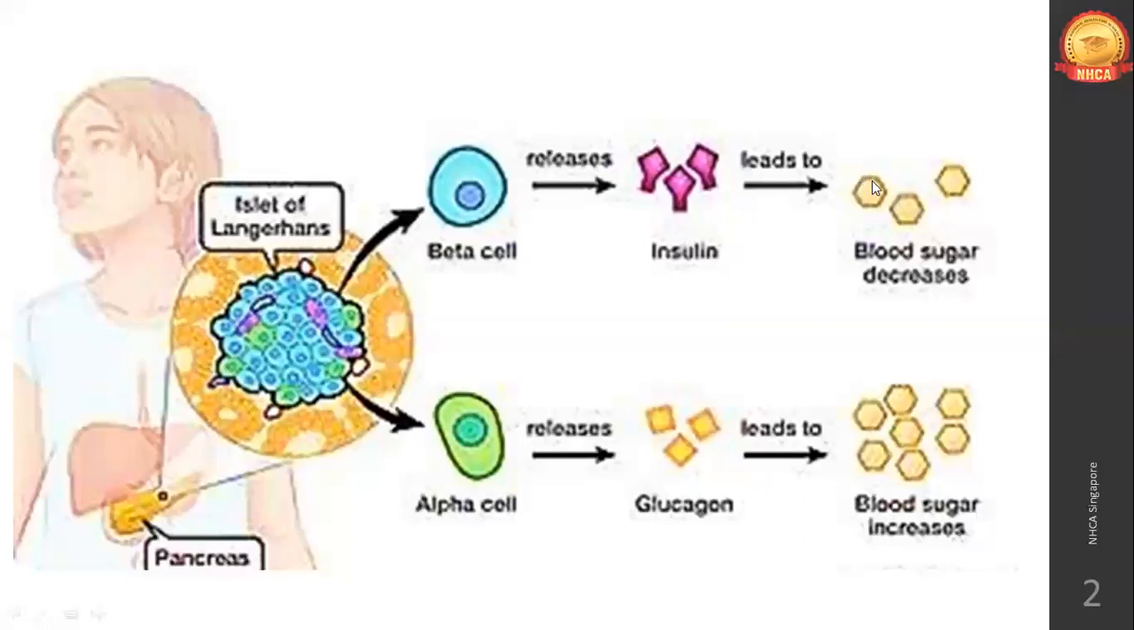Insulin will lead to a decrease in the blood glucose levels. Glucagon leads to an increase in the blood glucose level. They have opposite action. When your blood glucose levels are too low, that is also a very critical condition. So in that case, glucagon has to be released so that the blood glucose level can increase.